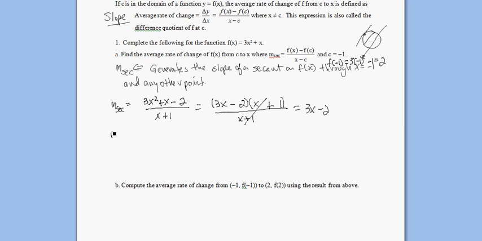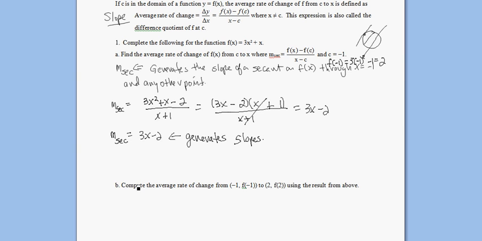So what we have here is the slope of any secant line that goes through x equals negative 1 on the function f of x is generated by 3x minus 2. So this thing generates slopes.